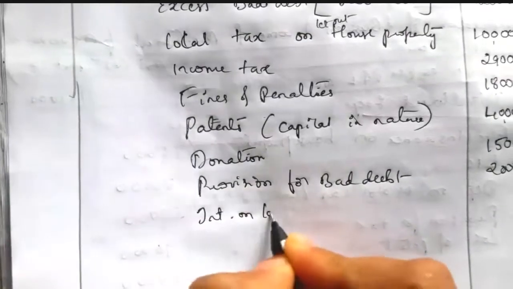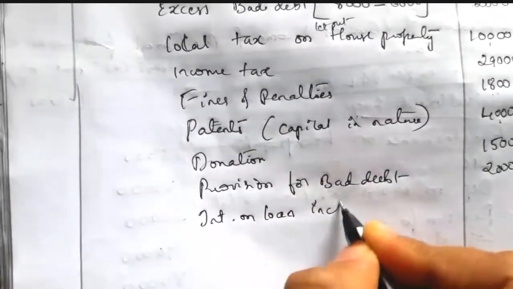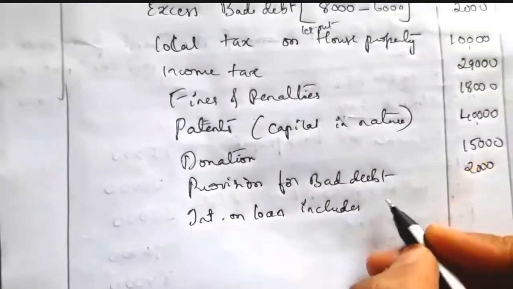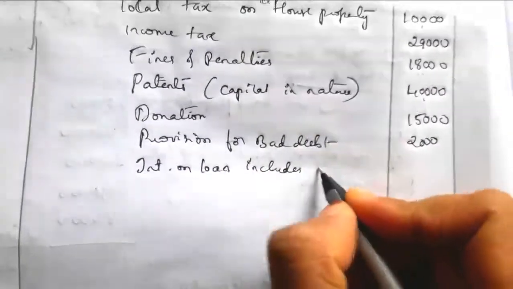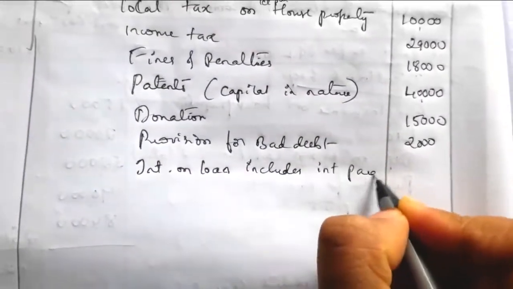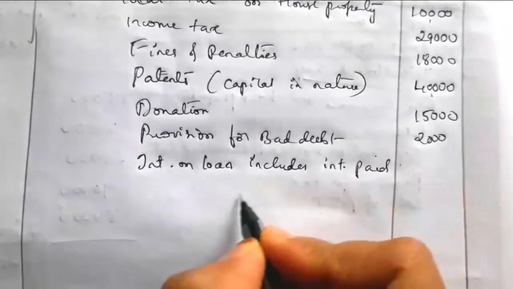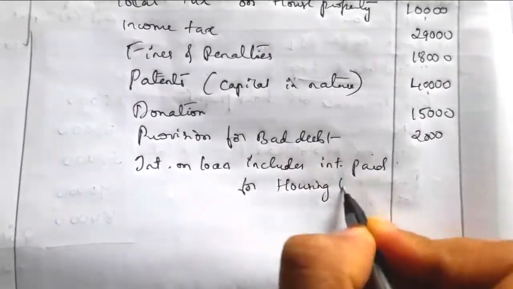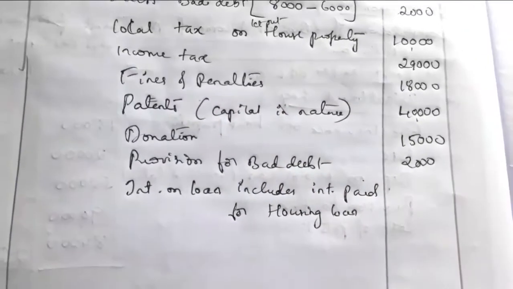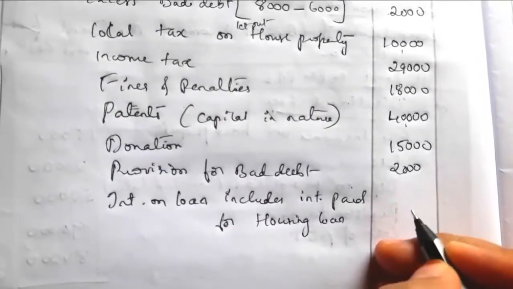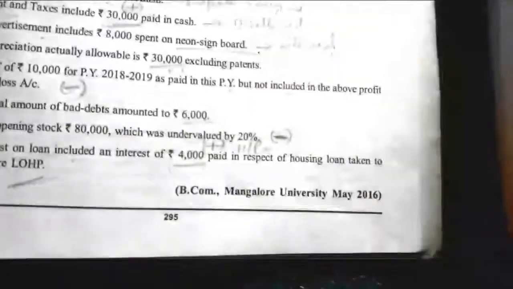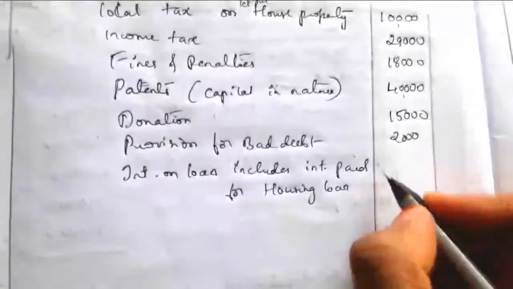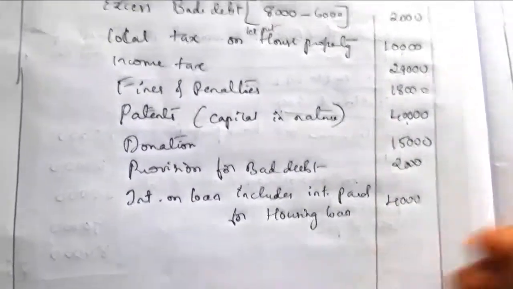Interest on loan includes interest paid for housing loan. So housing loan interest is also included, so that is not relating to business, so we have to cancel. So how much? 4000 is a housing loan interest, so we have to cancel that.